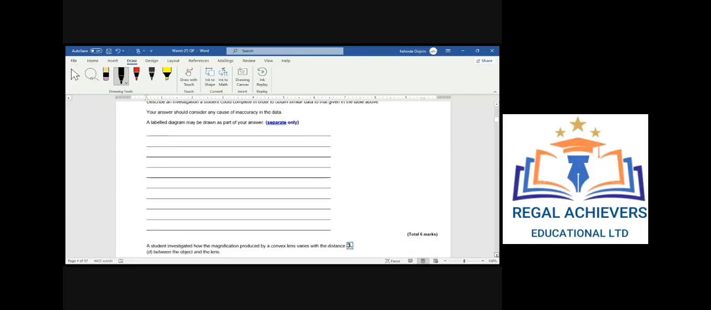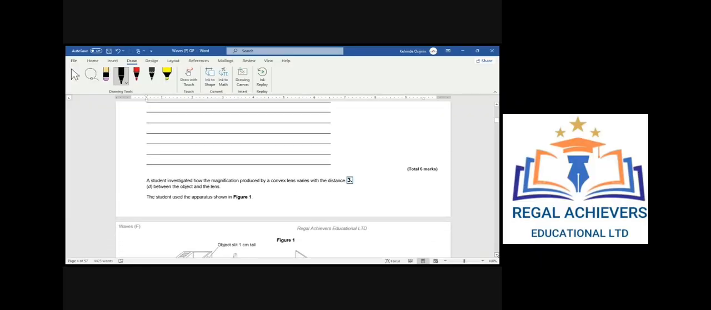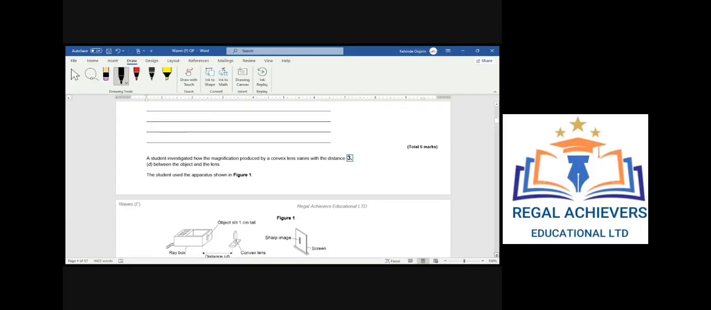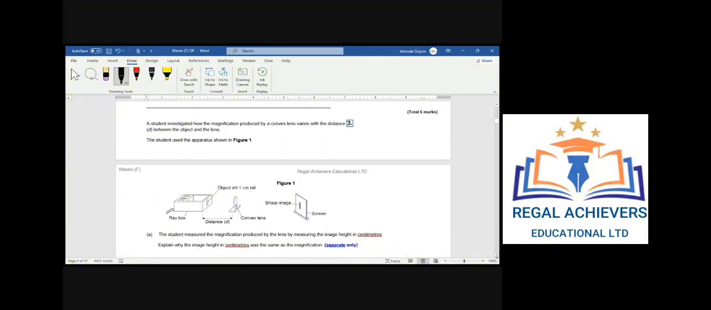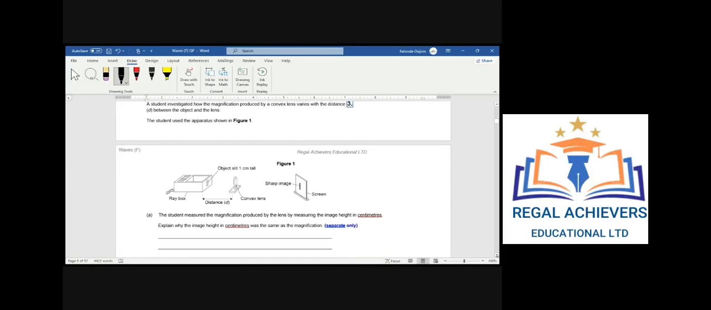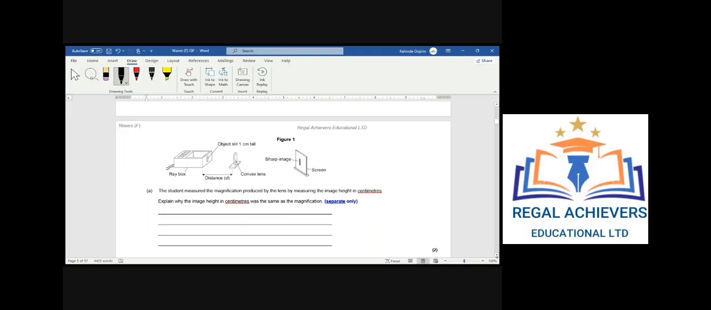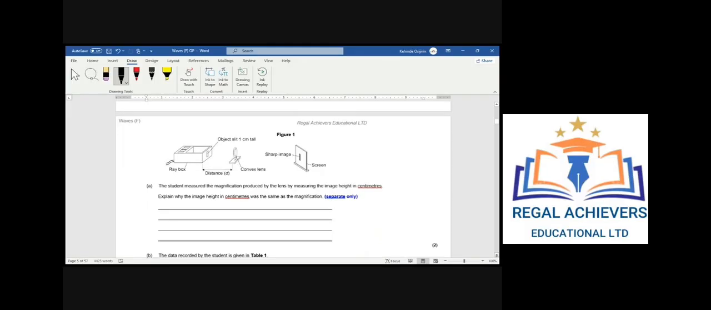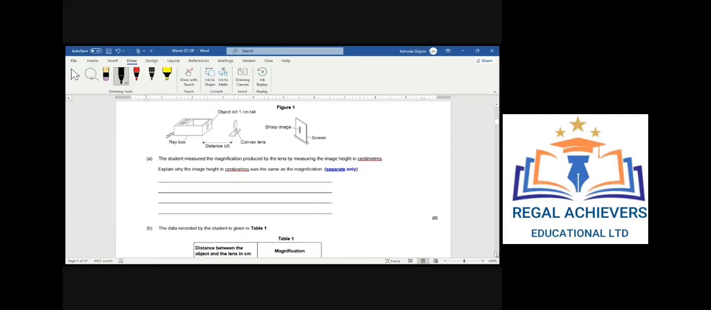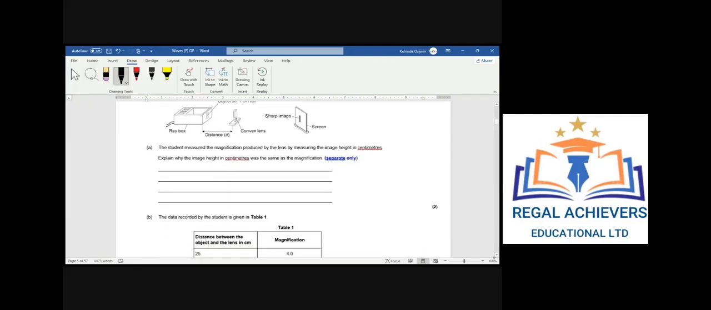The next question says that a student investigated how the magnification produced by a convex lens varies with the distance between the object and the lens. The student used the apparatus shown in figure 1. The student measured the magnification produced by the lens by measuring the image height in centimeters. Explain why the image height in centimeters was the same as the magnification. Because we know that magnification is your image height over the object height.